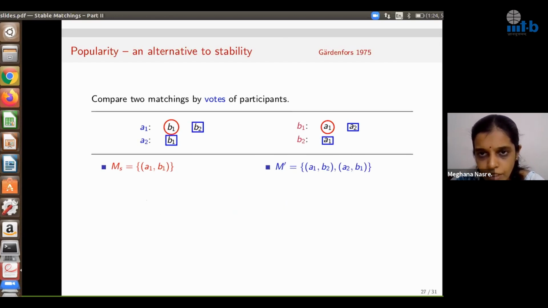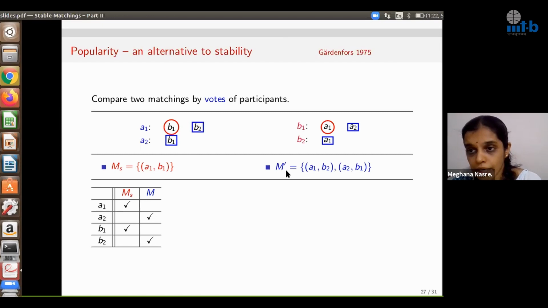So let's view this in the same example, but with different matchings. Our MS, the red matching, remains the same. This is A1, B1, but the blue matching changes. The blue matching has A1 matched to B2 and A2 matched to B1. This also we know by now. This is the two-sized matching that is there. The instance is very small. There is nothing much to do.